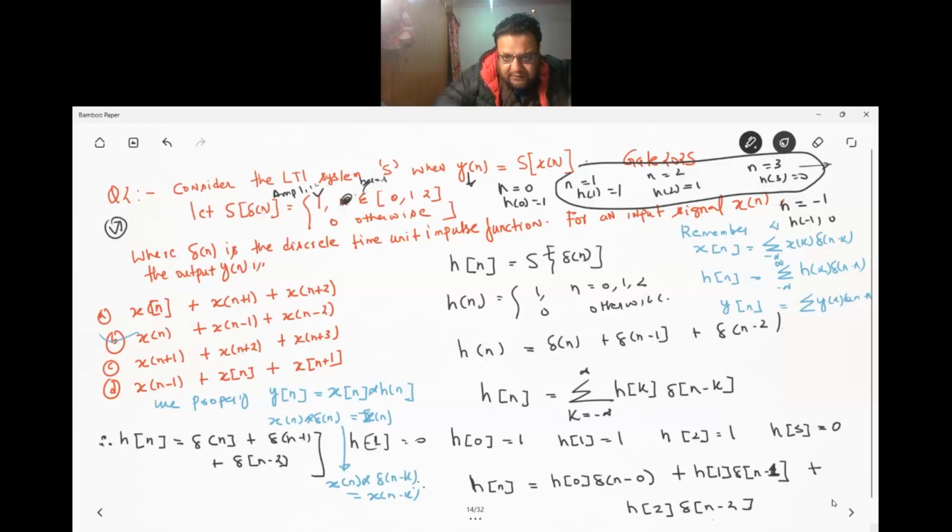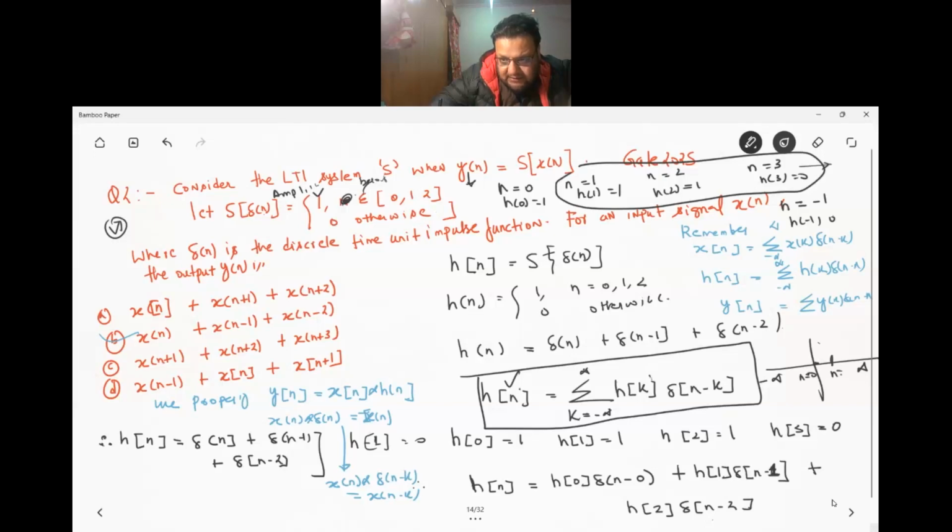So here h of n would be, there is a definition for this h of n calculation. This is the sum of shifted impulses. h of n can be written as the sum of h of k delta of n minus k, with k from minus infinity to infinity. But you have signals only at n equal to 0, n equal to 1, and n equal to 2. So you will only start from there, because for all the other values the signal is 0.